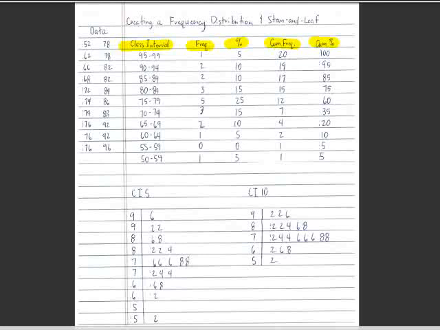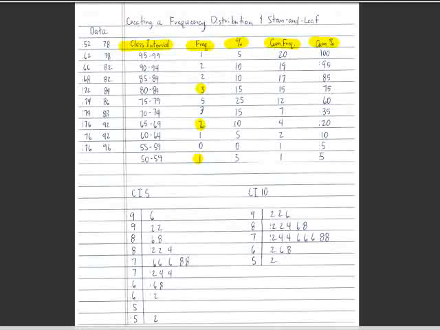The frequency column is simply a way of annotating how many scores or how many observations are within each of the class intervals. So there was 1 score within the 50 to 54, 2 scores within 65 to 69, 3 scores within 80 to 84.